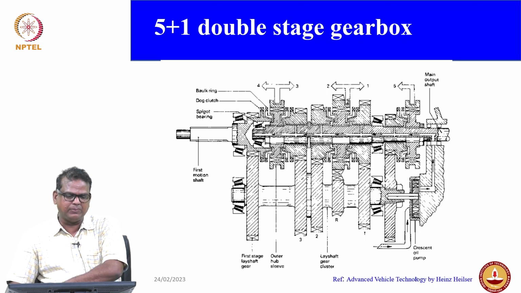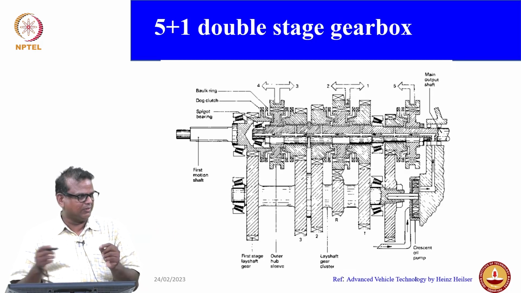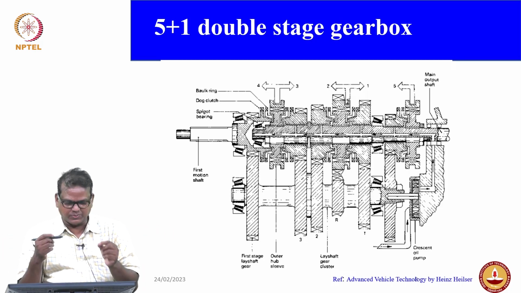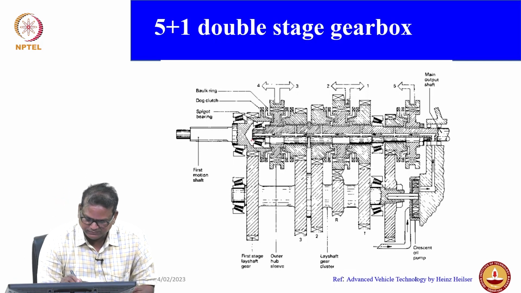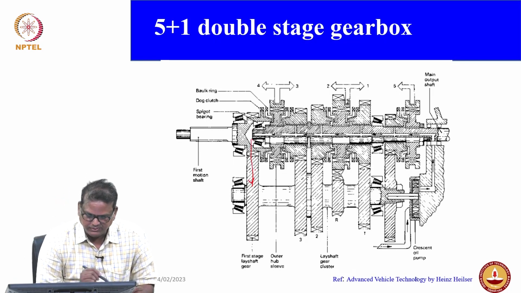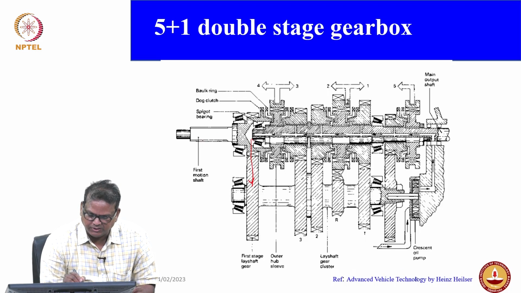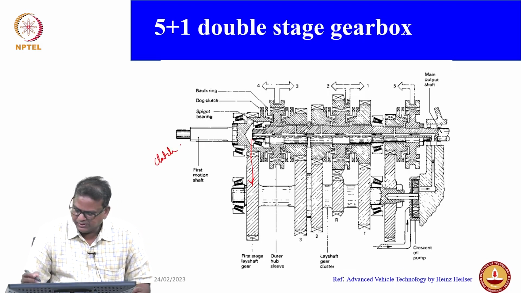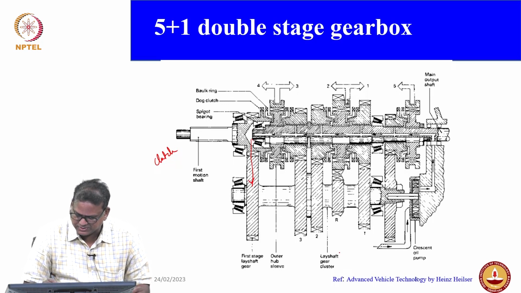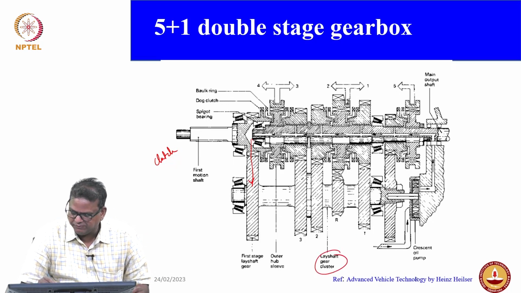You can see this is a 5+1 double stage gearbox. Double stage means input and output will be in the same direction. So this is your reduction, right? This is your reduction, and this is your shaft coming from your clutch. This is the clutch, and this is your lay shaft. You can see that the lay shaft is clearly shown. From there, it goes to the main output shaft.